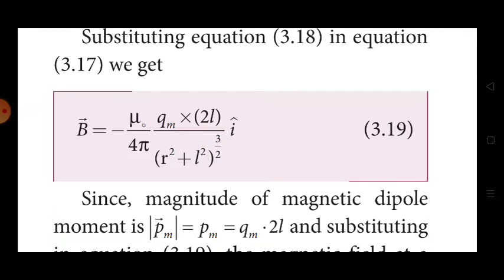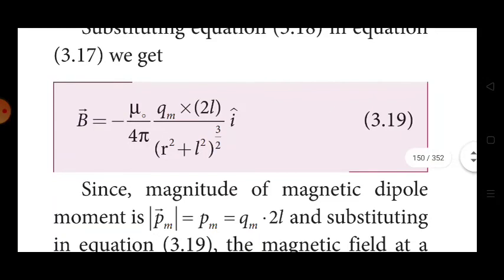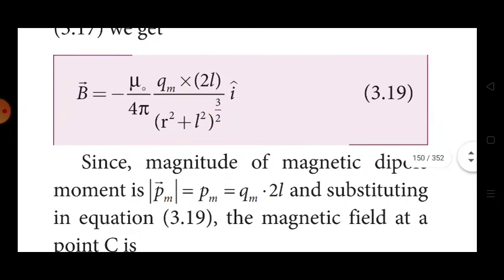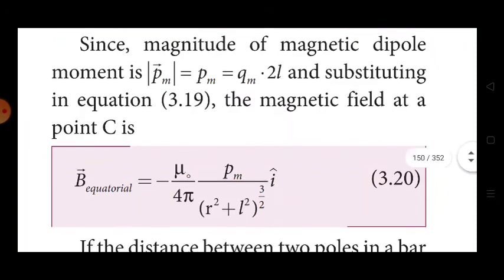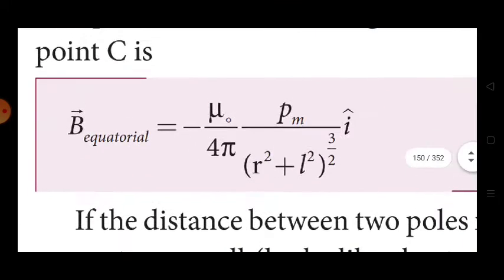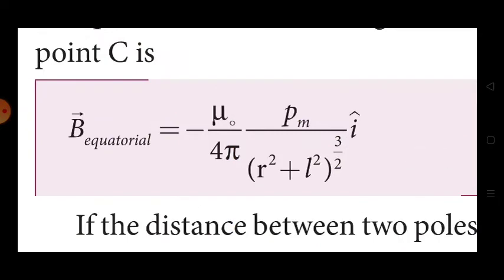Children, again and again I am telling you to just go through that. I am just telling the derivative number. You should study this question by using study materials or a rough note. Since the magnitude of the magnetic dipole moment is Qm into 2L, substituting 3.9, the magnetic field at point C is B equatorial is equal to minus mu naught by 4 pi, Pm by (r square plus l square) whole power 3 by 2, I cap.